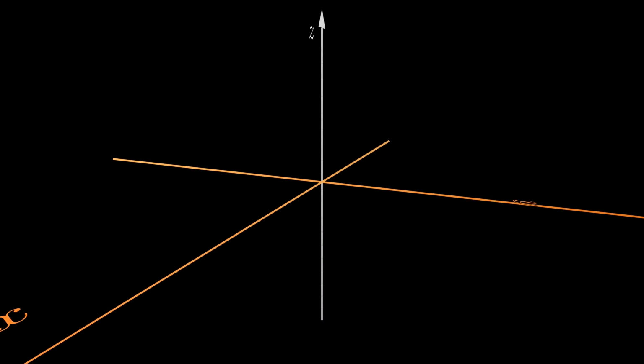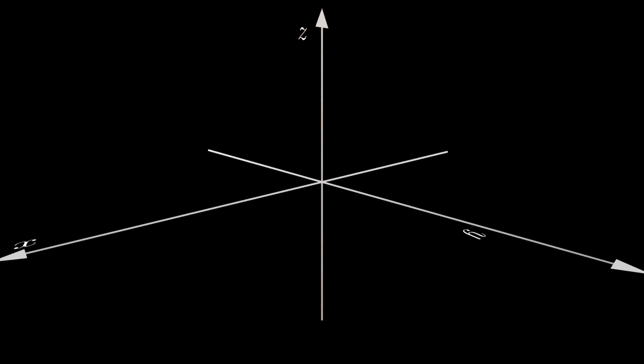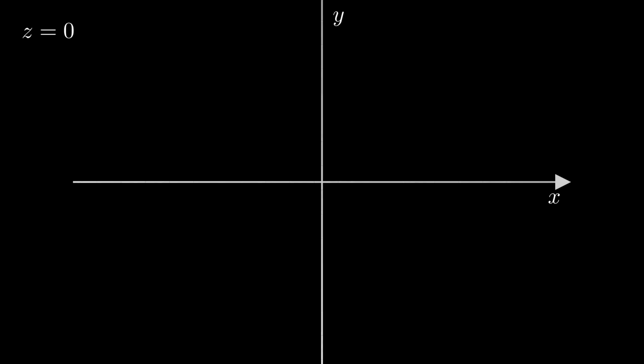If we are only looking at one dimension, we use the x-axis. 2 dimensions use the x and y axes, and 3 dimensions require a third, the z-axis. If we are working in only 1 or 2 dimensions, the other dimensions are implied to be equal to 0, and we don't have to use them.